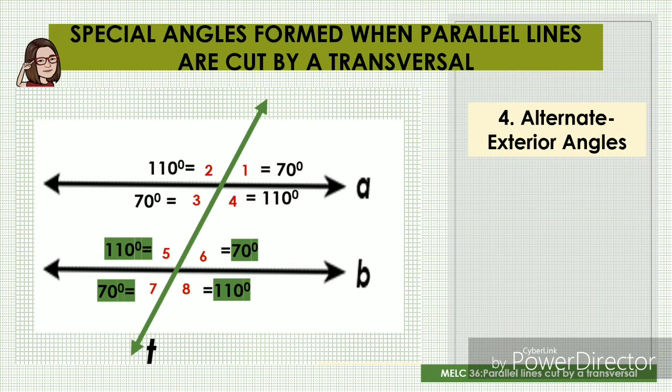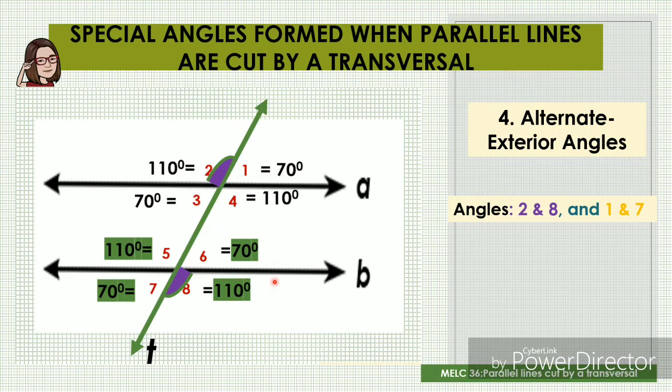Let's have the alternate exterior angles naman. These are angles 2 and 8. So, tingnan natin sa figure, 2 and 8. So, this time, exterior, nasa labas, no? Alternate, nasa kaliwa, nasa kanan, nasa baba, nasa taas. Tingnan ang measures. Ito ay 110. This one is also 110 degrees.